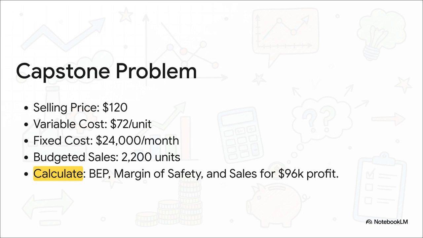Your first step should be to calculate the contribution per unit. Then, just systematically apply each formula we've learned to answer all three parts of the question. This is the best possible way to prove to yourself that you've really got this down. Go ahead and pause here and work through it.